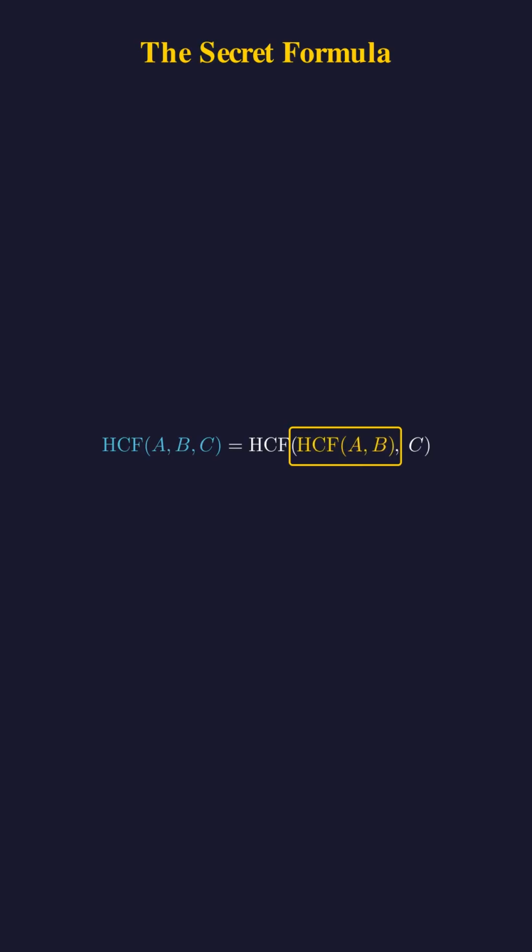Ready? Here's the secret formula. HCF of A, B, C equals HCF of (HCF of A and B), comma, C. Just 2 steps. Find HCF of the first 2, then use that result with the third. That's it. Step 1. Let's factor A.